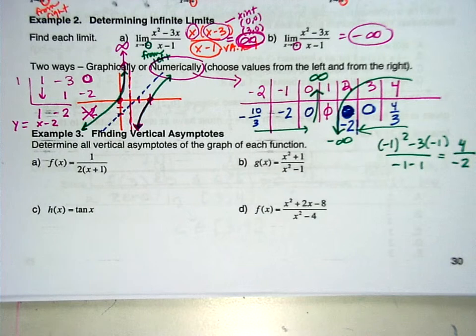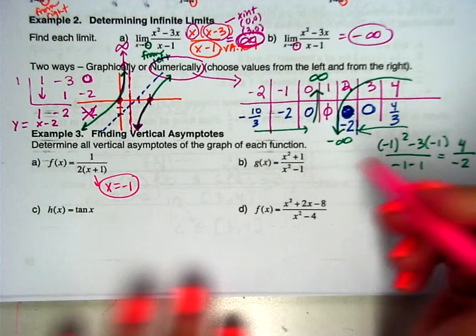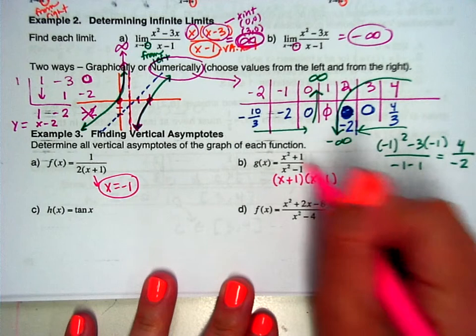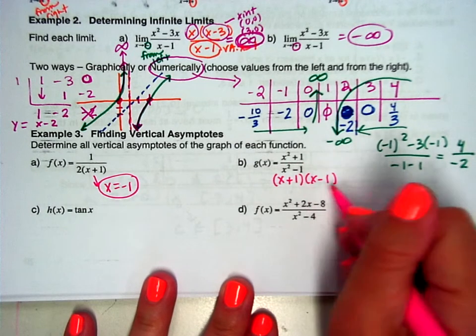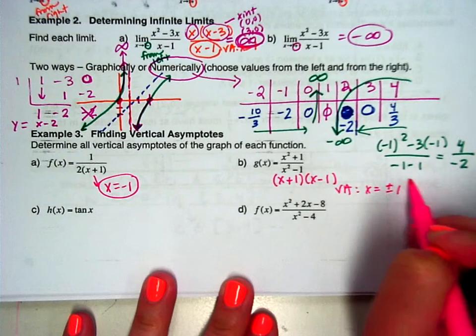All right, let's go through our vertical asymptotes. Last part here. The first one, you got no problem, x equals -1. For this one, it factors into x plus 1, x minus 1. Nothing cancels, so each of those gives me vertical asymptotes at plus or minus 1.